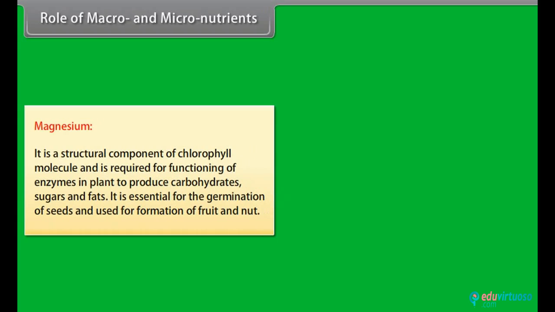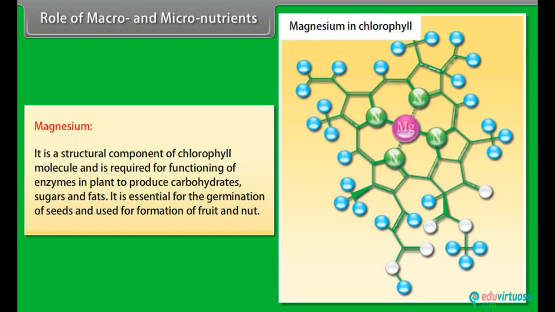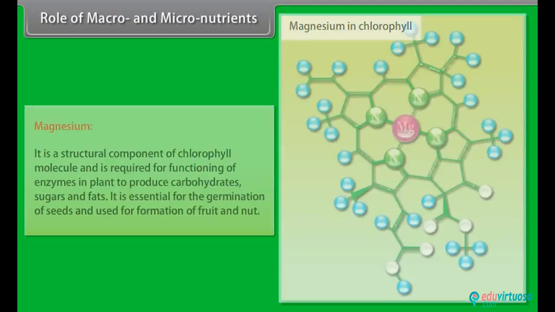Magnesium. It is a structural component of the chlorophyll molecule and is required for the functioning of enzymes in plants to produce carbohydrates, sugars and fats. It is essential for the germination of seeds and used for formation of fruits and nuts.